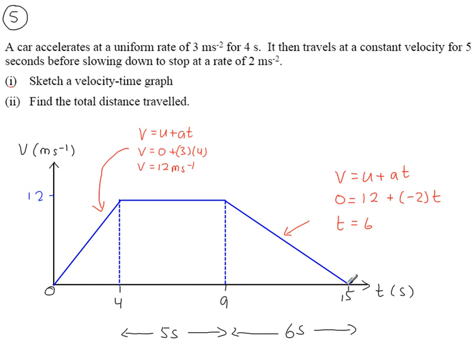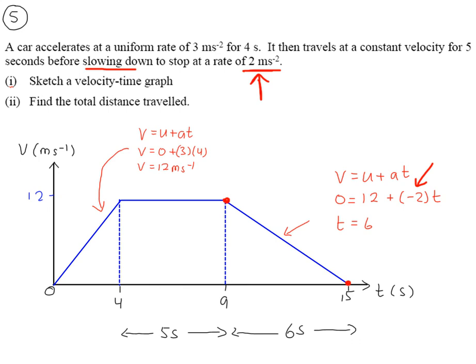We know the final velocity here is 0. The initial velocity was 12 at this point. The acceleration is 2 meters per second squared, but it has to be a negative value because it's slowing down. That's a deceleration value, so we need to put in a negative for the acceleration. And then if we solve this, we know the time taken for this part of the journey is 6 seconds. So we're already up to 9 seconds here, add another 6, 15 seconds up to this point. So we have our complete velocity time graph.